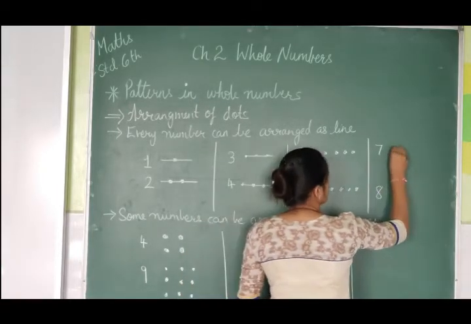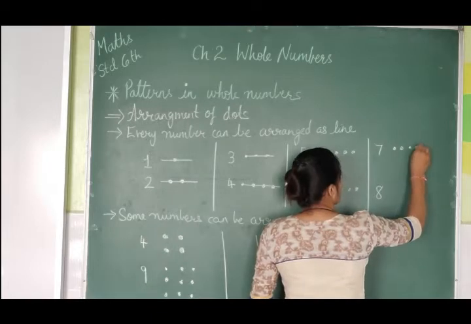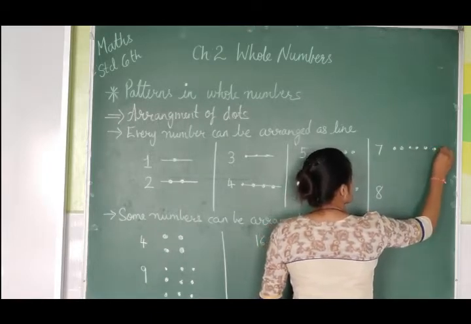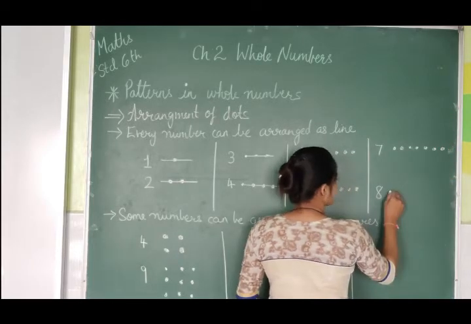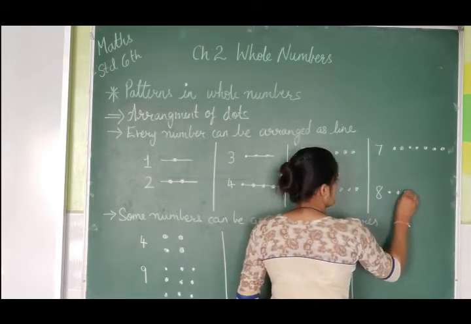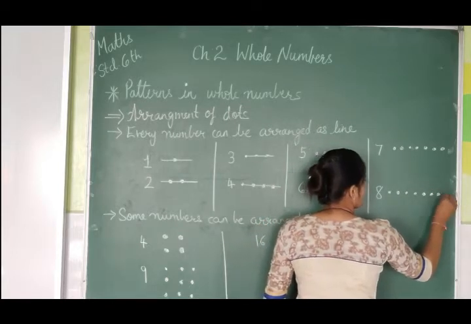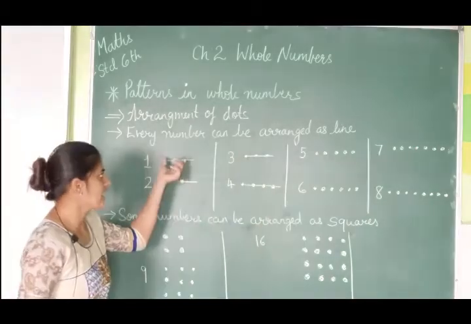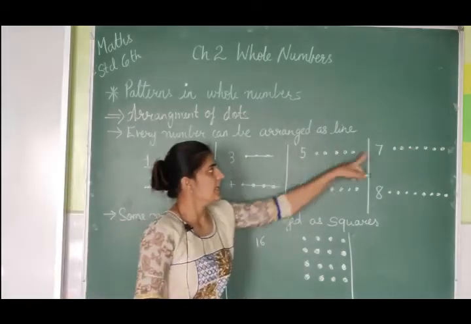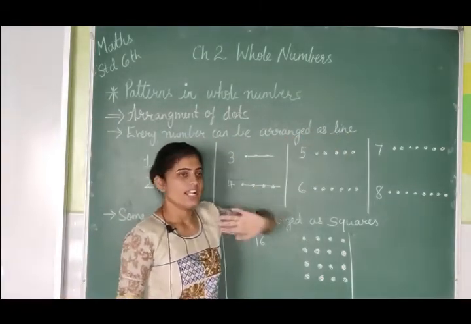For 7 the same, 1, 2, 3, 4, 5, 6, 7. Here you can see all the dots are arranged in a single line. That means that every number can be arranged as a line.